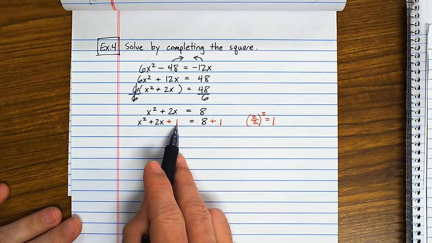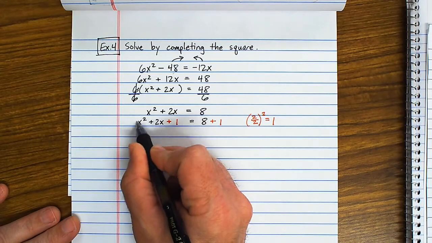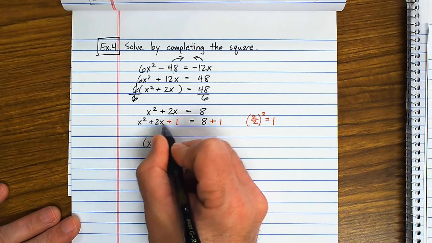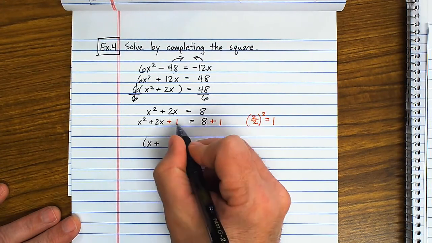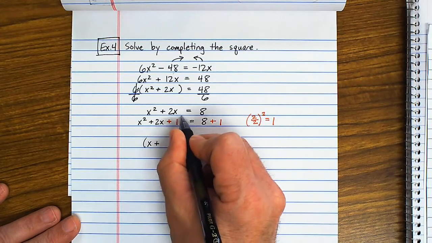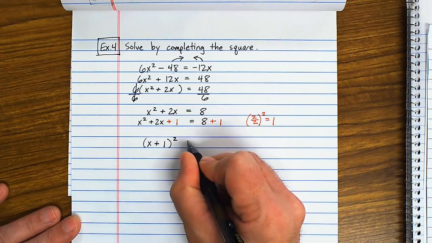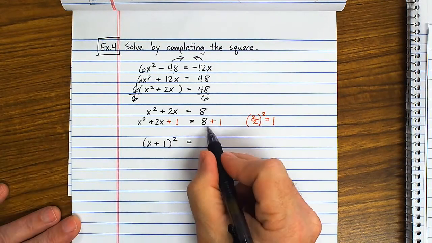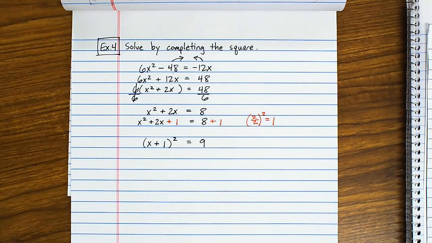We're going to factor this trinomial. So if you remember when we learned that, the shortcut was from your first term, you're going to take the variable, so that's an x. From the second term, you're going to take the operation sign, which is the plus sign. And from the third term, you're going to take the square root of this number. The square root of 1 is 1. So we get x plus 1 squared. And then 8 plus 1 is 9.